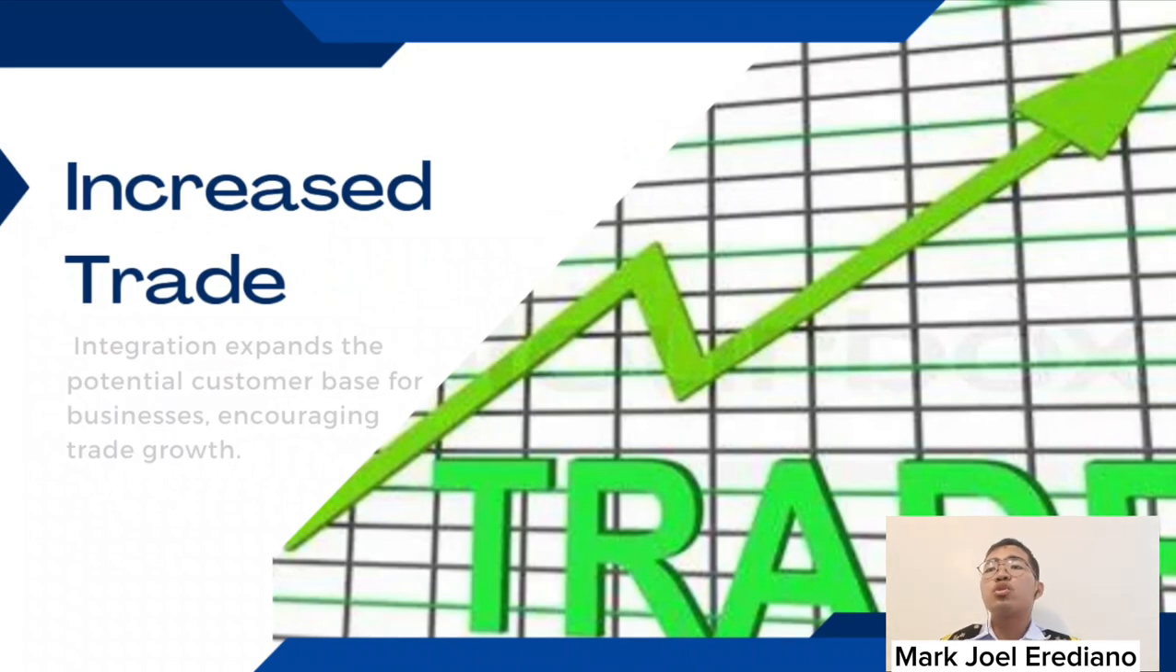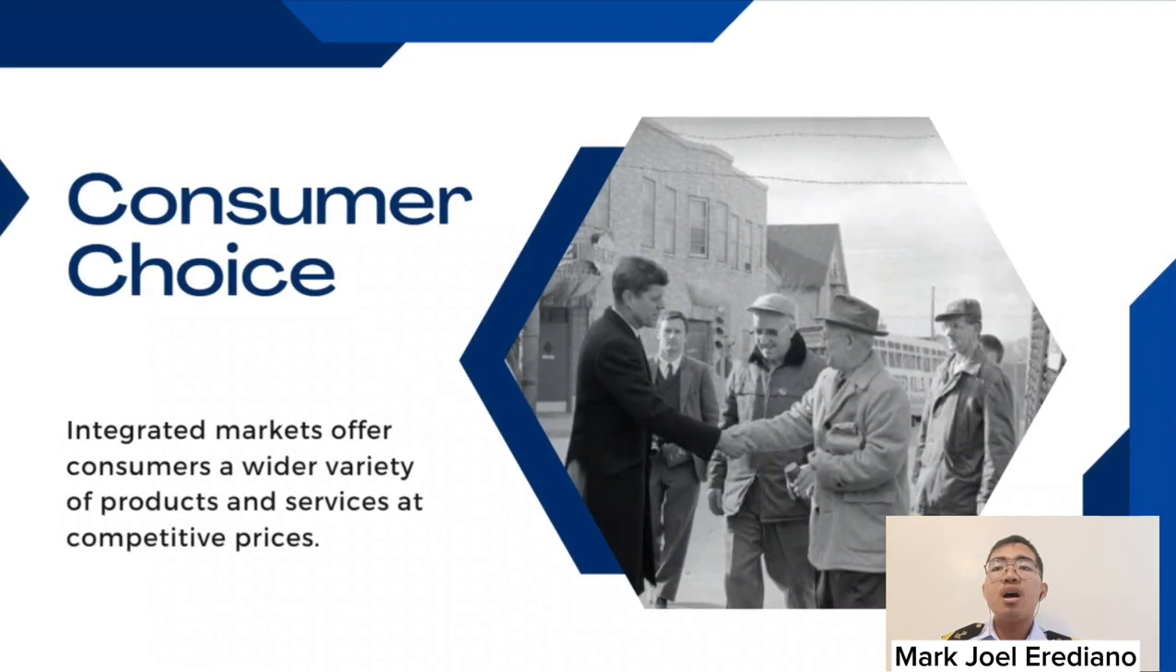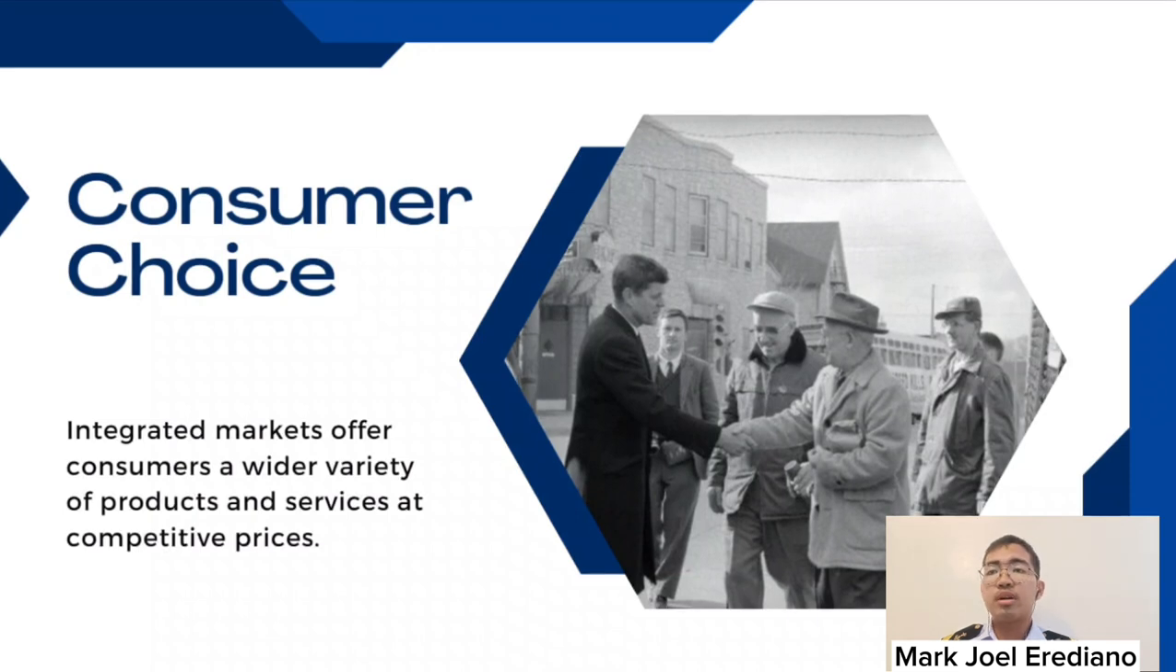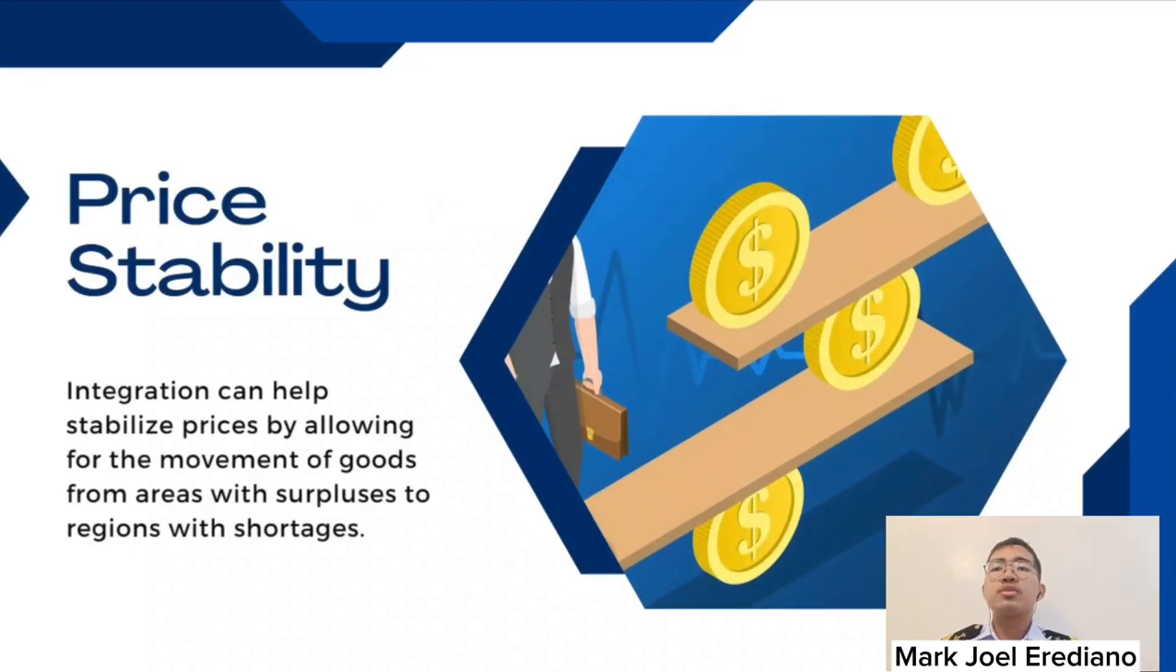Third is consumer choice. Integrated markets offer consumers a wider variety of products and services at competitive prices. Consumers can access a broader range of goods and services from different regions, often at lower prices due to increased competition. Now, in price stability, integration can help stabilize prices by allowing for the movement of goods from areas with surpluses to regions with shortages. This helps prevent price spikes and shortages in the integrated market.